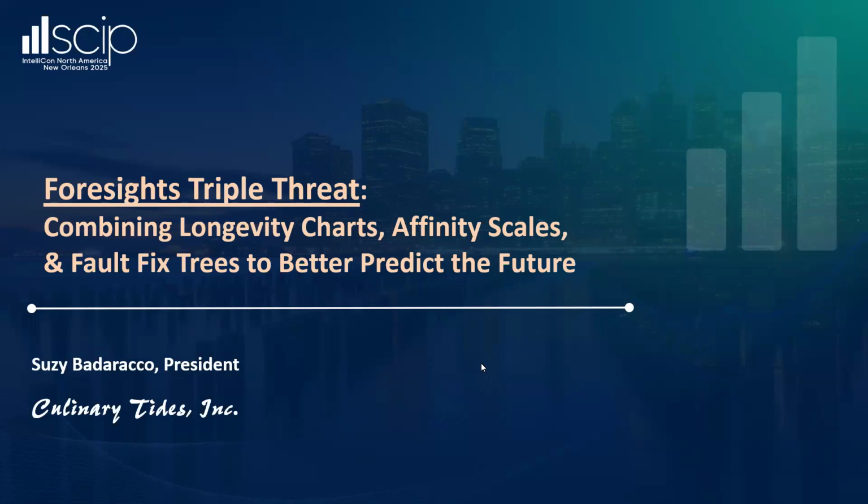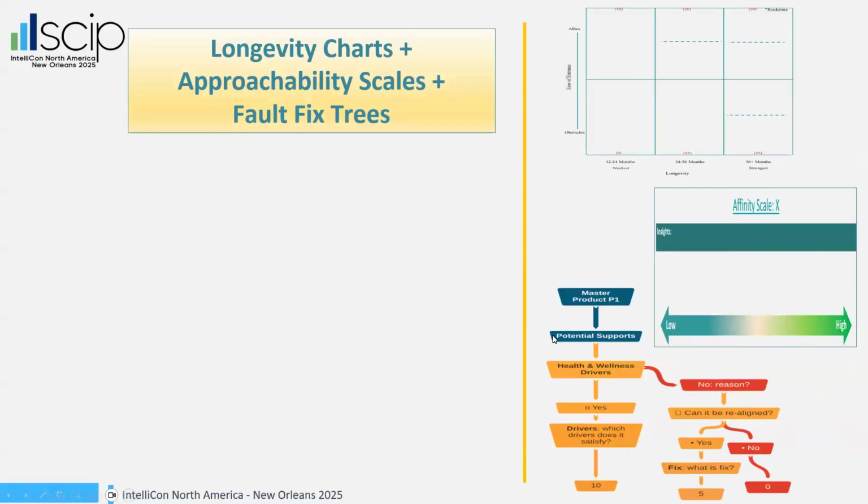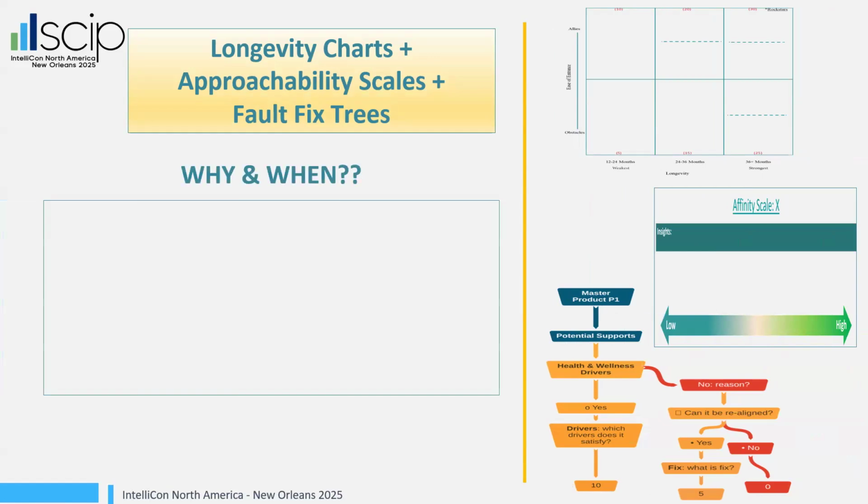And so let's begin with the Foresight triple threat, combining longevity charts, affinity scales, and fault fix trees to better predict the future. These are three analytics that we developed, and I'm going to take you through them one by one, how to apply them. So why would you ever use these three in combination? And by the way, they are all military.